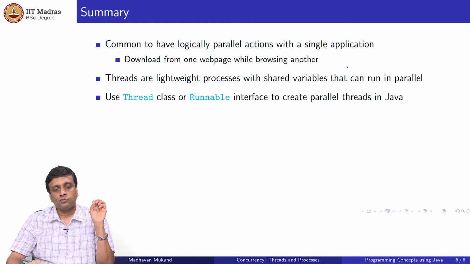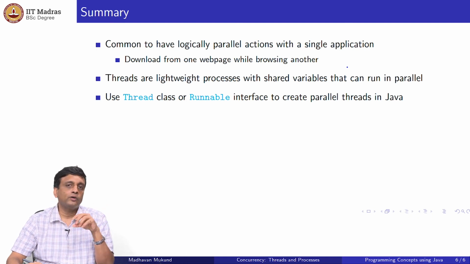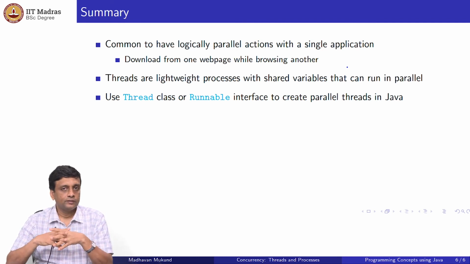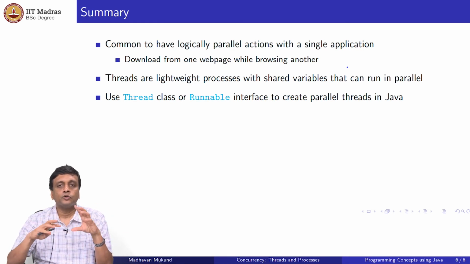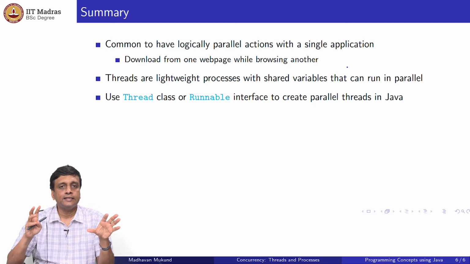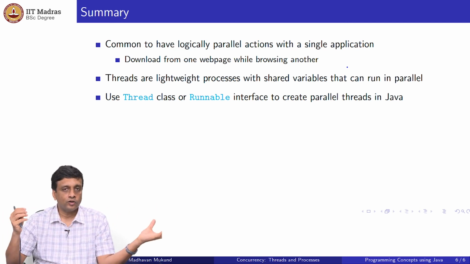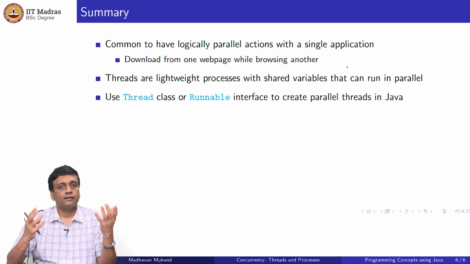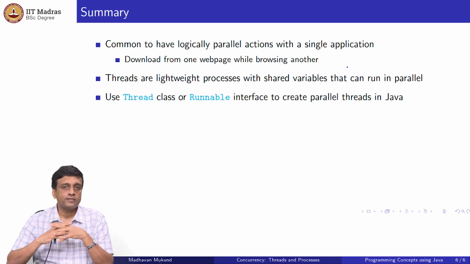Okay, so to summarize, what we have said is that it is quite useful and important to have the capability to create these concurrent computations in our programming language. As an example, we talked about the web browser, which does many different things even though it's a single application, and logically these things all happen in parallel as far as the user is concerned, like downloading a file or displaying a web page and so on. And to implement this, there are these lighter weight processes called threads.